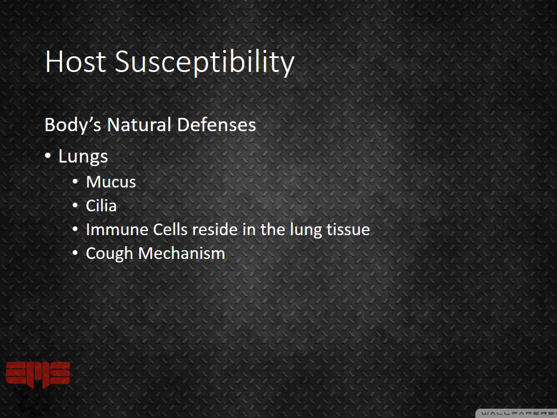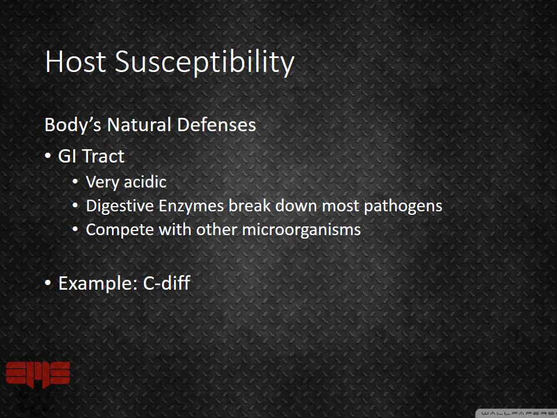In the lungs, you have mucus, which traps bacteria, viruses, fungus, things like that. You have cilia, which push up that trapped stuff, and then it goes down your throat into your stomach, where it's destroyed with the acid. You have immune cells that reside in your lung tissue, and you have a cough mechanism, so you can cough out some of the pathogens. In your GI tract, it's very acidic.